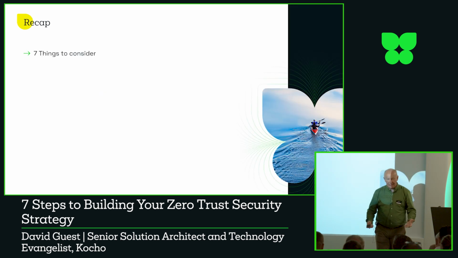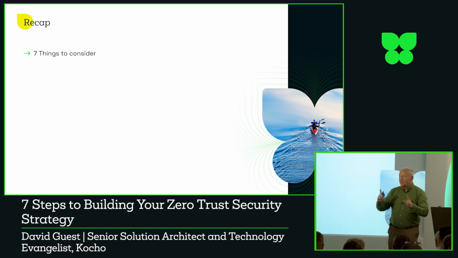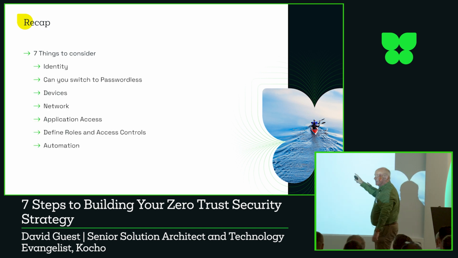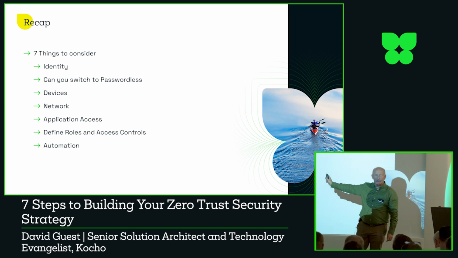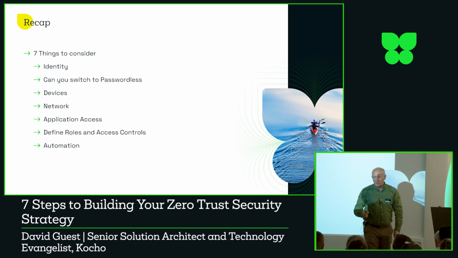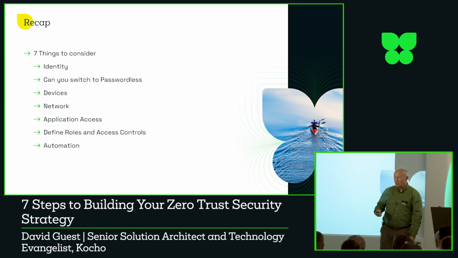So, to recap, the 7 things you need to consider, and you need to think about this while you're having your slightly shortened lunch. Identity is your key. First thing to do. Go passwordless if you can, for as many users as you can. Get your devices into a controlled and managed state so that you will know what's going on with them.